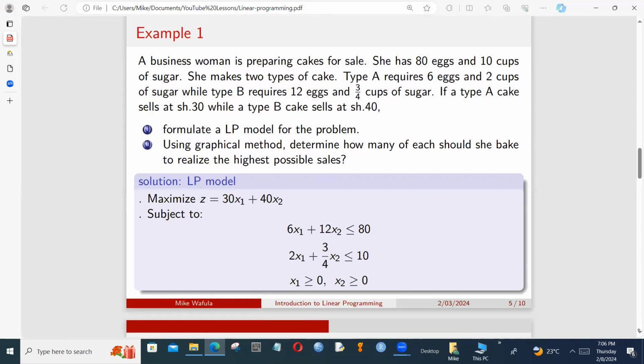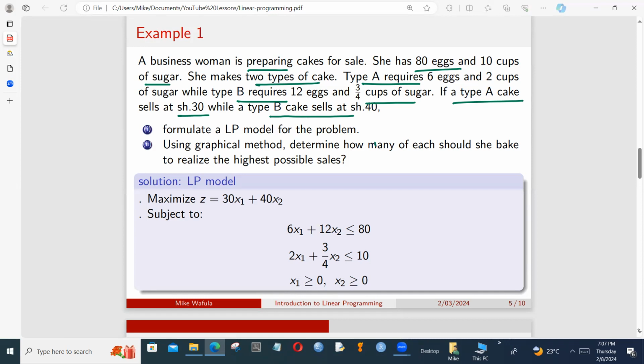The example says a businesswoman is preparing cakes for sale. She has 8 eggs and 10 cups of sugar. She makes 2 types of cakes. Type A requires 6 eggs and 2 cups of sugar, while type B requires 12 eggs and 3/4 cups of sugar. If type A cake sells at 30 shillings, while type B cake sells at 40, you are asked to formulate a linear programming model, then use the graphical method to determine how many of each she should bake to realize the highest possible sales.